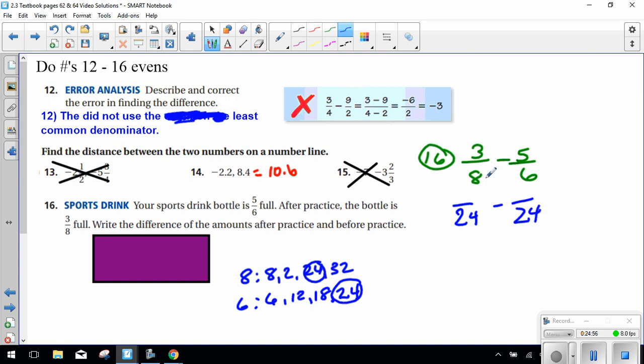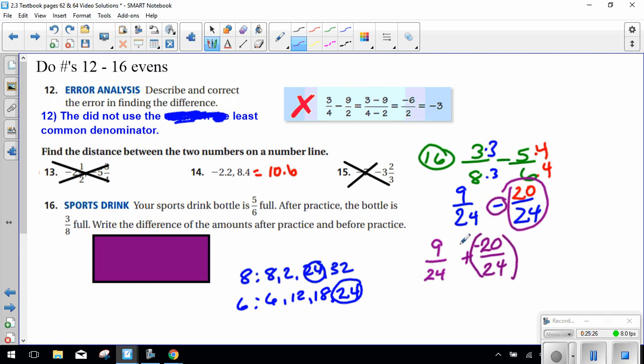Okay, 8 times 3 is 24, so 3 times 3 is 9. 6 times 4 gives me 24, so 5 times 4 gives me 20. So what I'm going to do now is rewrite this as add the opposite. 9 over 24 plus, and this becomes the opposite, negative 20 over 24.